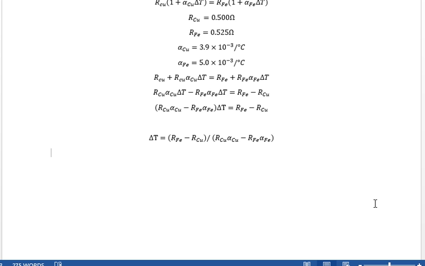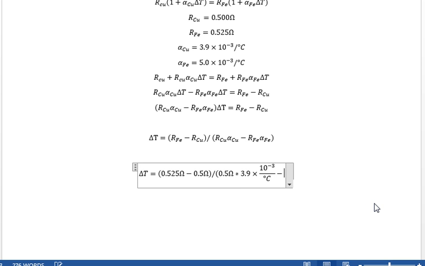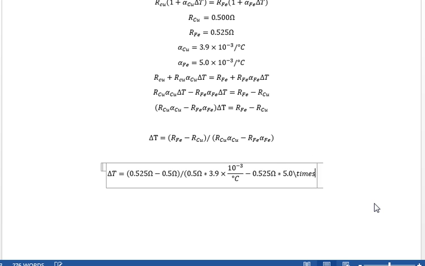All right, and if we stick everything in, we've got delta T equals 0.525 ohms minus 0.5 ohms, divided by 0.5 ohms times 3.9 times 10 to the minus third per degree C, minus 0.525 ohms times 5 times 10 to the minus third per degree C.